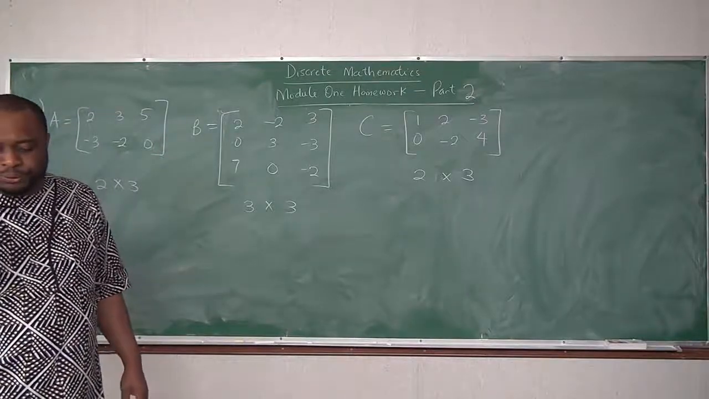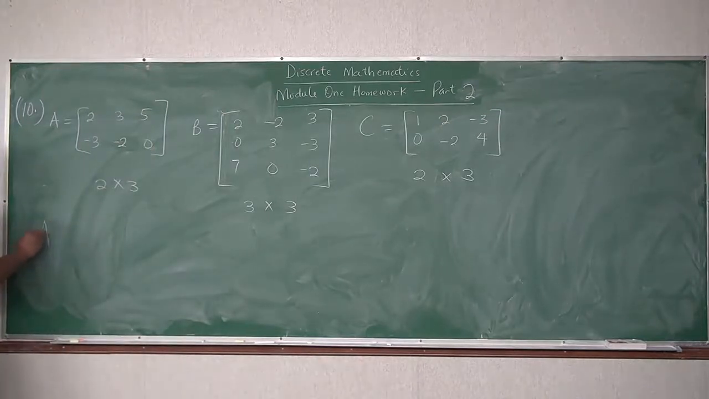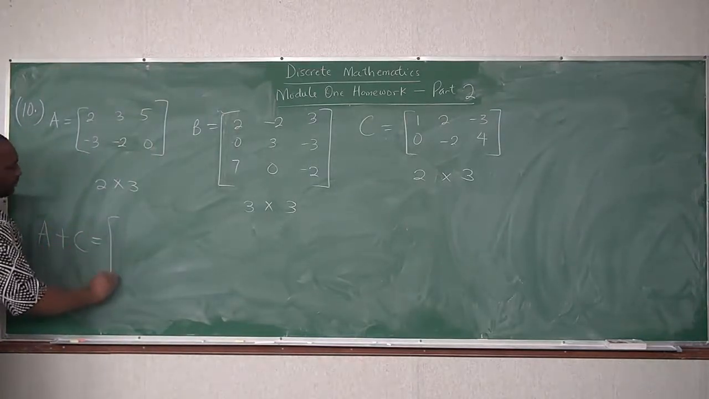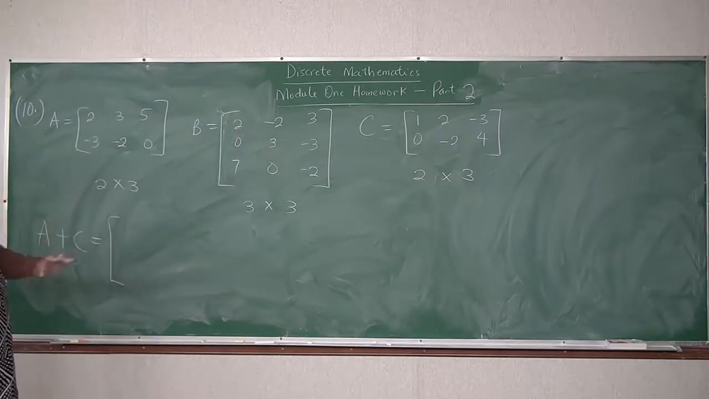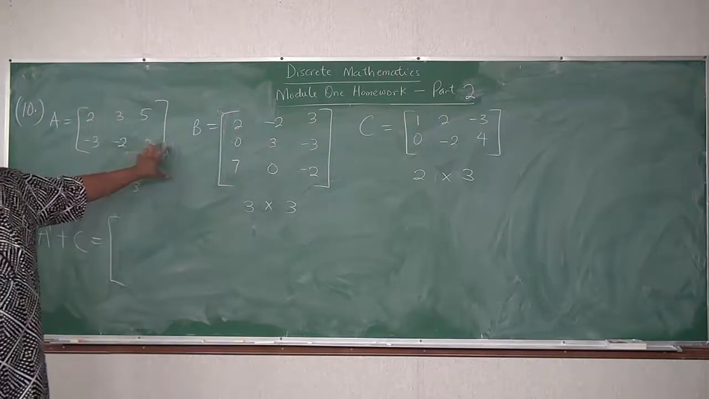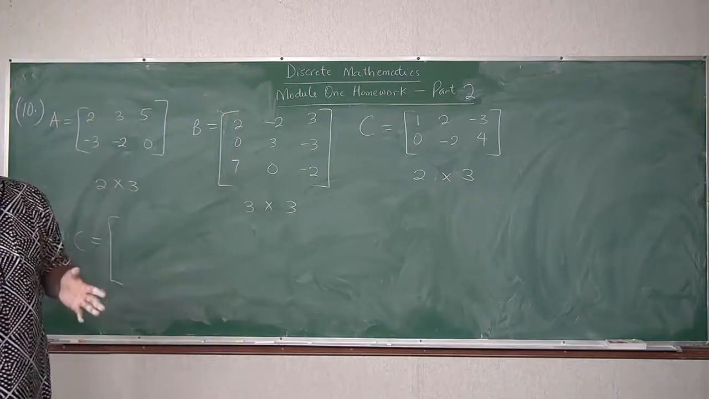First one is compute A plus C. Matrix A plus C. Okay. So, this one, excuse me. Because this is a 2x3 matrix and this is a 2x3 matrix, no problem. You can add or subtract it.